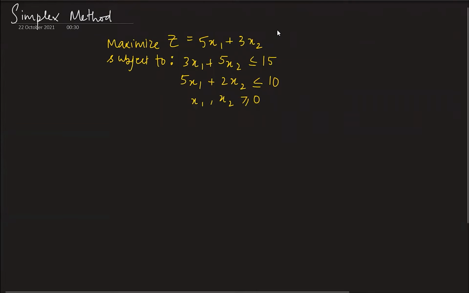So in simplex method, let's say we have an objective function that is z equal to 5x1 plus 3x2, and we have to maximize it, which is subject to constraints 3x1 plus 5x2 less than equal to 15 and 5x1 plus 2x2 less than equal to 10. And what follow are the non-negativity constraints.